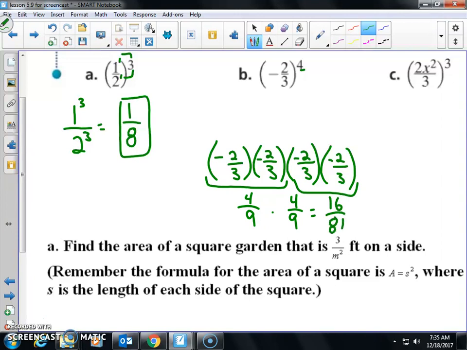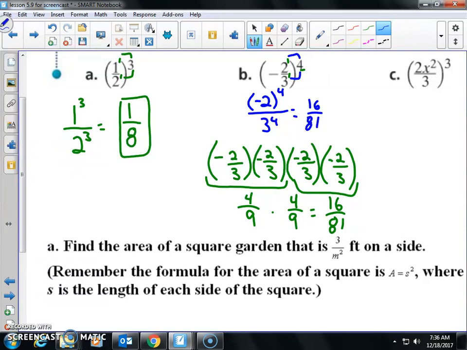16/81. And the shortcut way would say throw the invisible 1 exponent on there. Multiply inside exponents times outside exponents. I got negative 2, all to the 4th power over 3 to the 4th power, which again gets me 16/81. Either way you think of it.